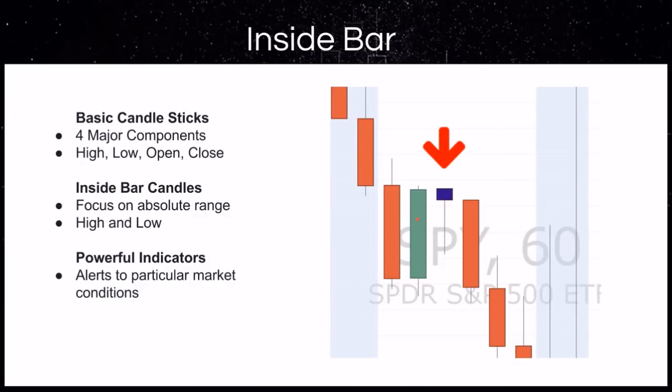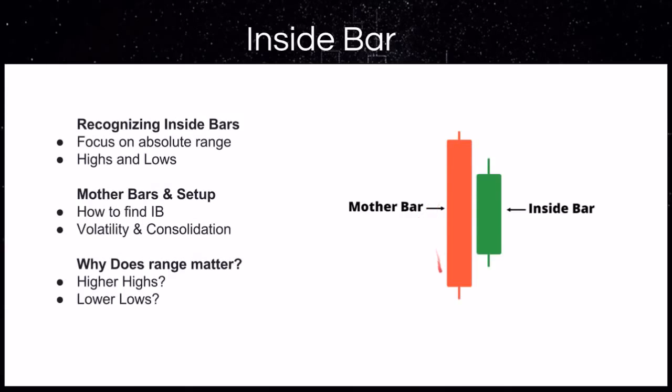showing a tightening range. So here is our mother bar. That is what we refer to as the candlestick with the larger range. And then the inside bar comes after it, and it forms a tightening range. If the inside bar were to come on the left side of the candlestick, that does not count, because we want to show through time that the range is tightening.